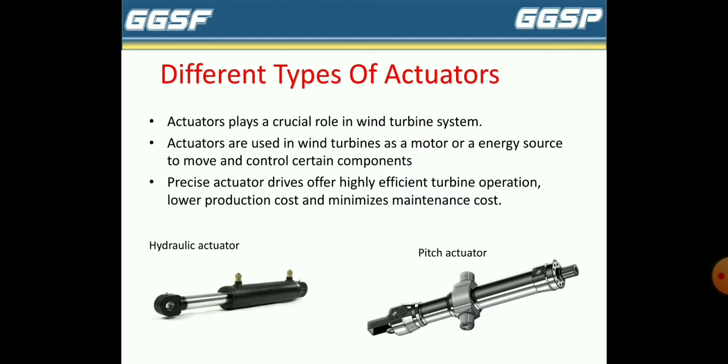Actuators, different types of actuators. Actuators play a crucial role in wind turbine. Actuators are used in wind turbine as a motor or an energy source to move the control and certain components. First, this is hydraulic actuator and this is pitch actuator. Actuators offer a highly efficient turbine operation, lower production cost and minimize maintenance cost.